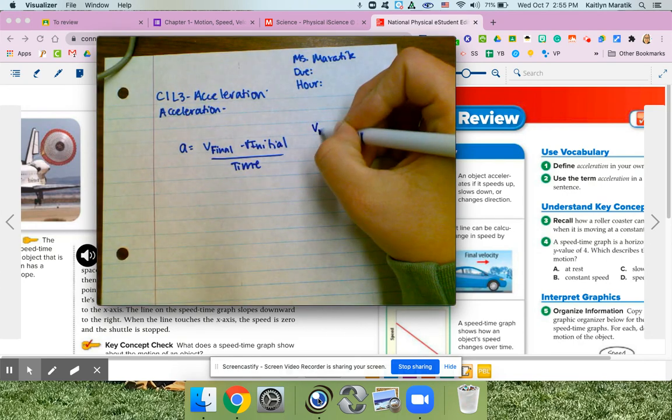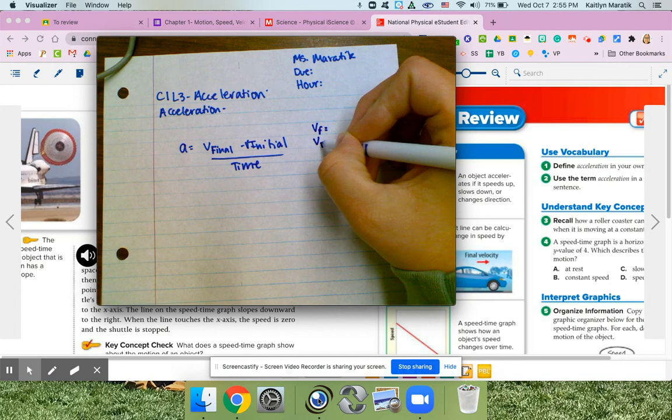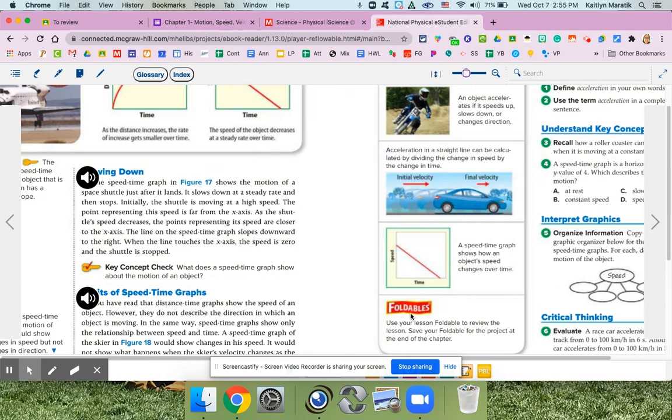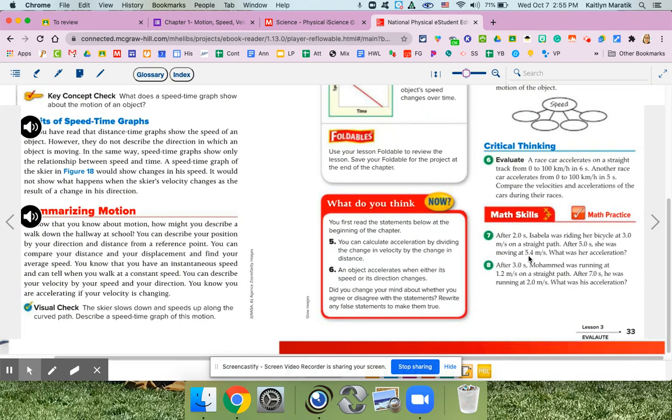I then like to go and have my variables set up so I can sift those in. So our first one was, we'll do number 7 here. After 2 seconds, Isabella was riding her bike at 3 meters per second. So that's our initial, 3 meters per second. And her final was 5.4 meters per second. And this took place between 5 seconds and 2 seconds. So 2, 3, 4, 5, that tells me 3 seconds.